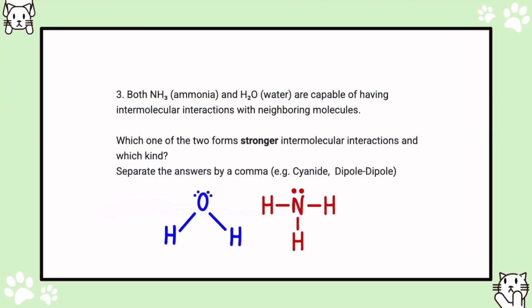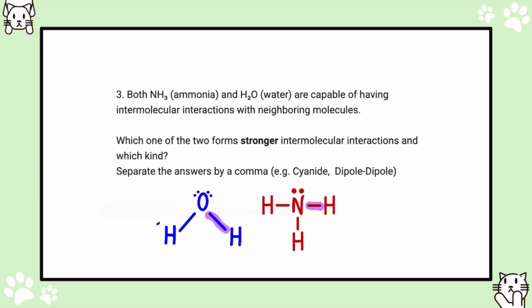Question 3. First, let's think about which intermolecular forces are formed by both of these molecules. Amongst others, the most obvious one here is hydrogen bonding, right? The oxygen in water is way more electronegative than the nitrogen in ammonia, meaning it's polar.